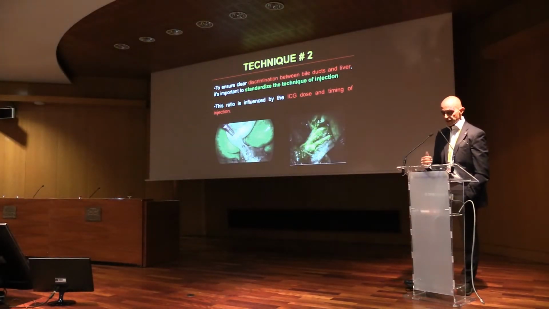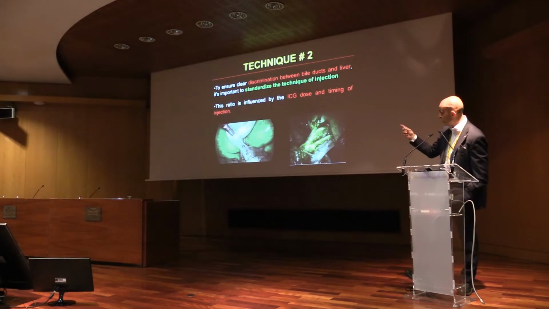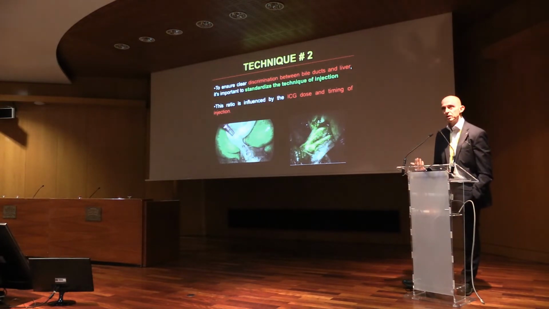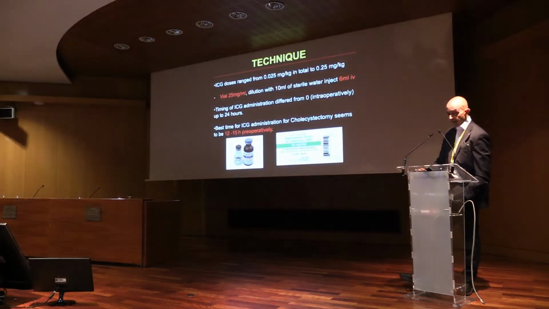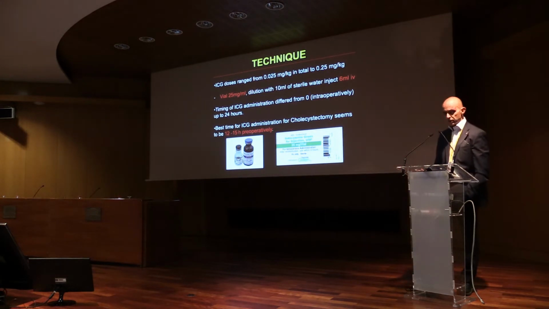You have to standardize the technique of this injection to avoid liver interference. As you can see on the left side, if the liver is green, you do not have a good view. For this reason, you have to use this vial. You have to dilute the vial of ICG with 10 milliliters of sterile water, and then inject 6 milliliters the day before surgery, about 12-15 hours before. And you have an excellent view, as you can see in the videos.